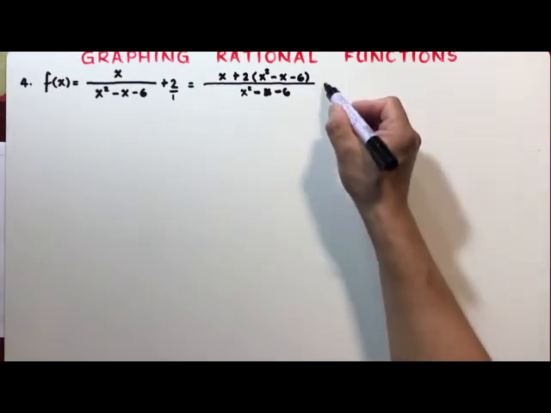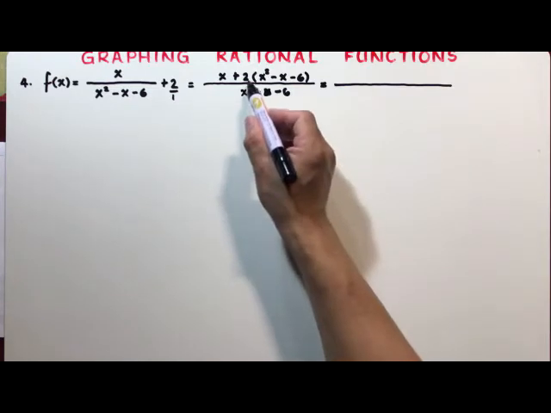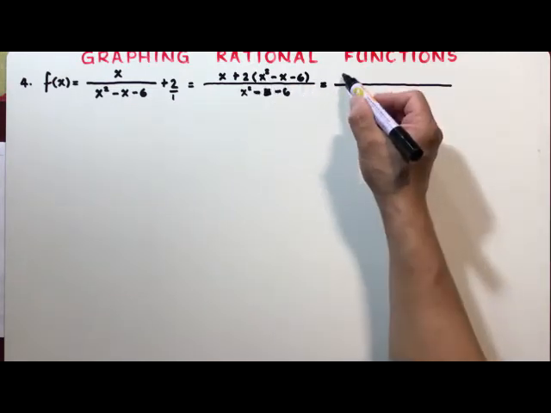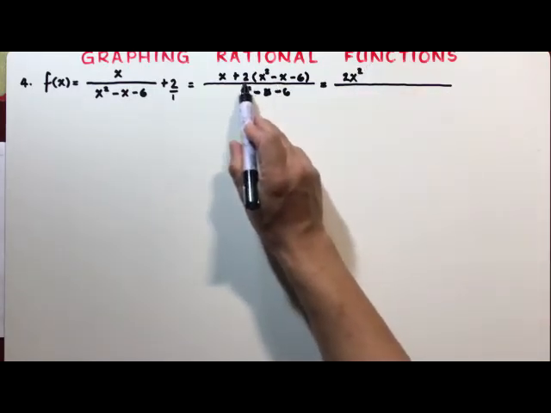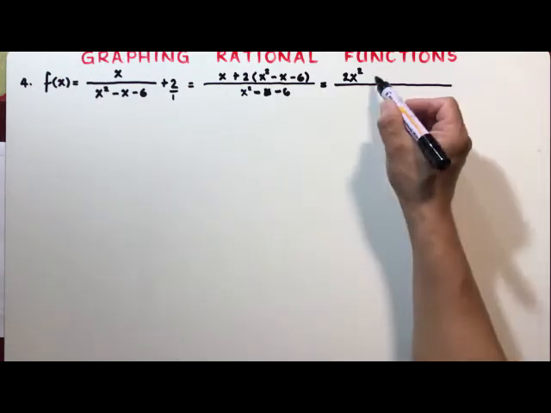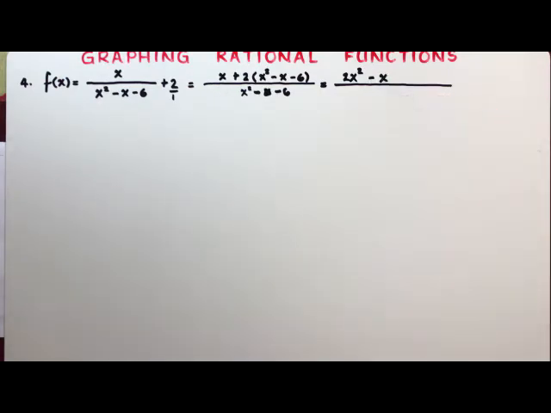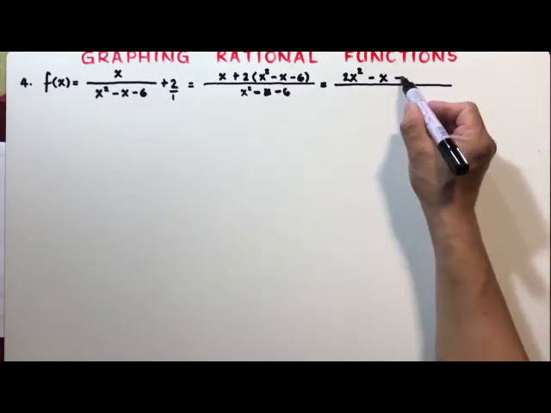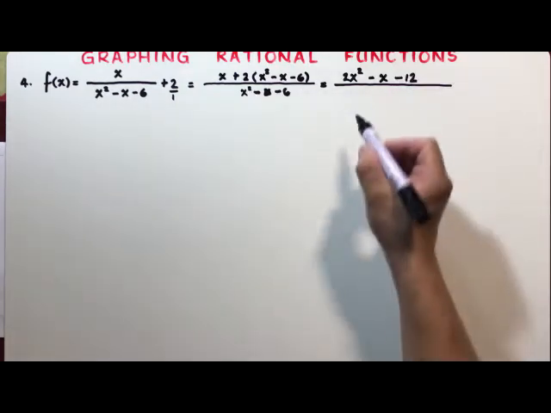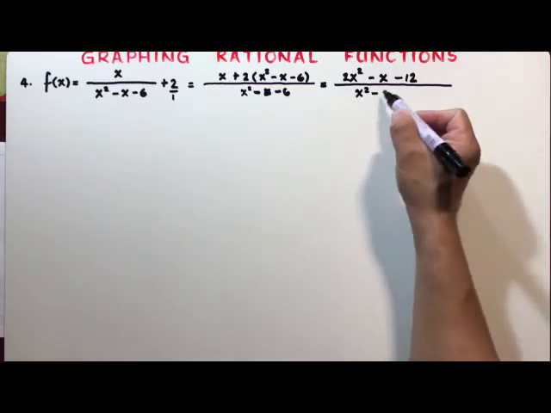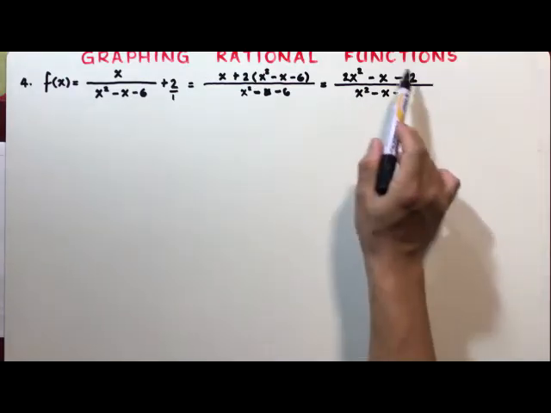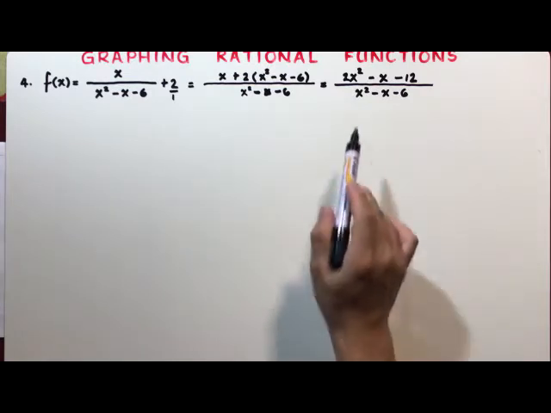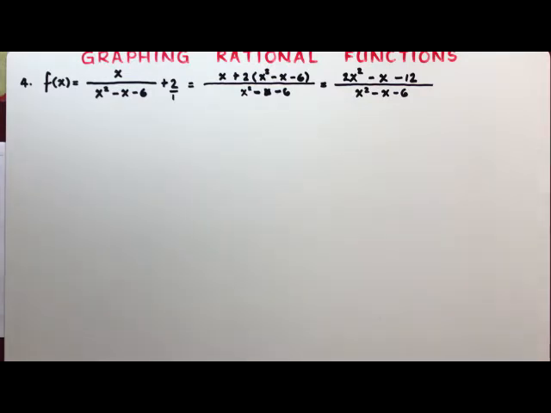And simplifying, if you distribute this 2 with this trinomial, 2 times x squared, we have 2x squared. And 2 times negative x is negative 2x, and plus x, we have minus x. And 2 times negative 6, we have negative 12. And we just copy the denominator x squared minus x minus 6 there. Since there is no common factor between the numerator and the denominator, therefore there is no point of discontinuity except for the vertical asymptote.